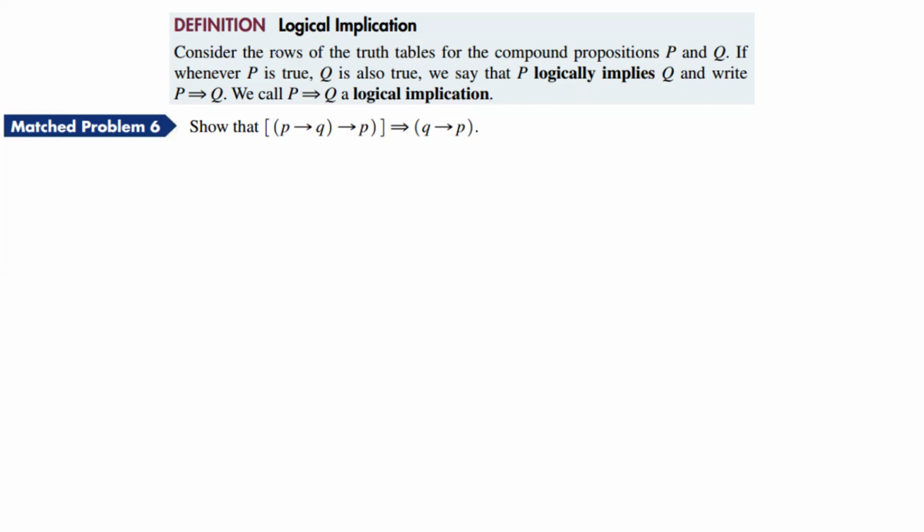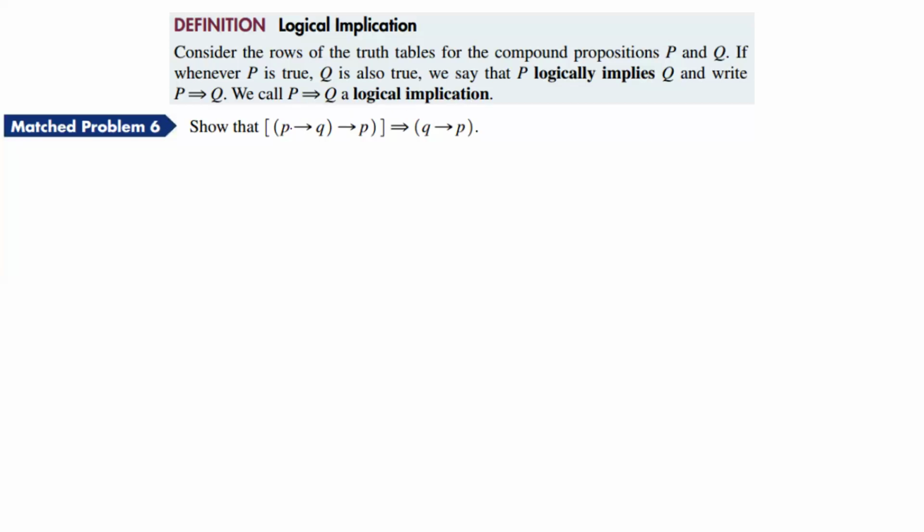Now, whenever P is true, Q is also true, we say that P logically implies Q. So that's kind of the key here. The big one logically implies the other one if they both are true. And we write that as P logically implies Q, and we call this a logical implication.